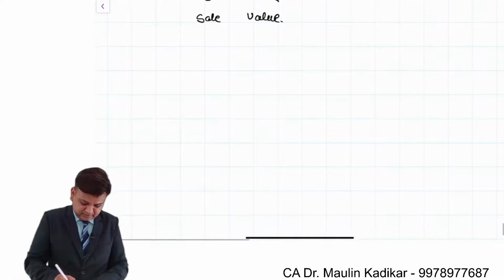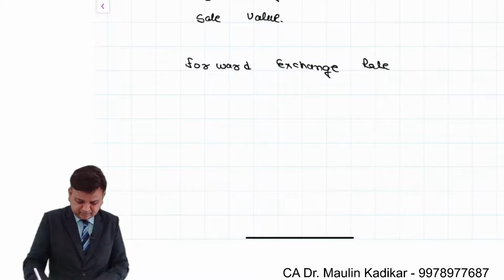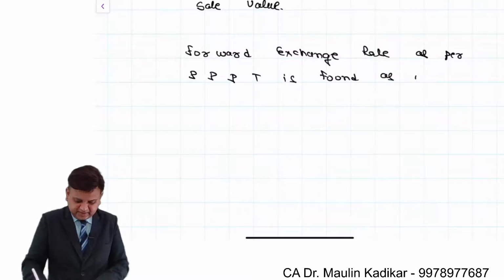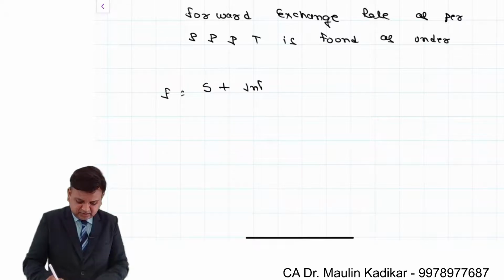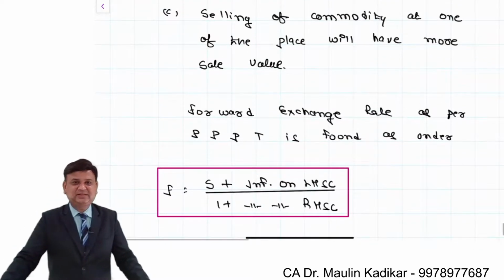With a new paragraph write down: forward exchange rate as per purchasing power parity theorem is found as under: spot into 1 plus inflation on left hand side currency divided by 1 plus inflation on right hand side currency. Please write down the answer.